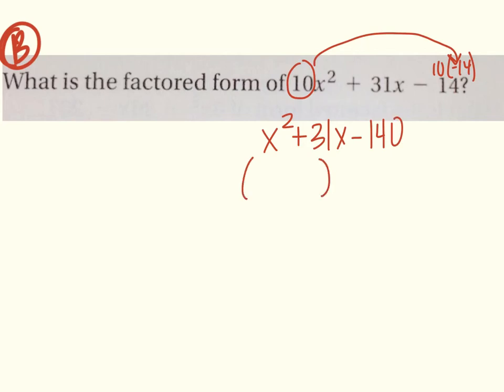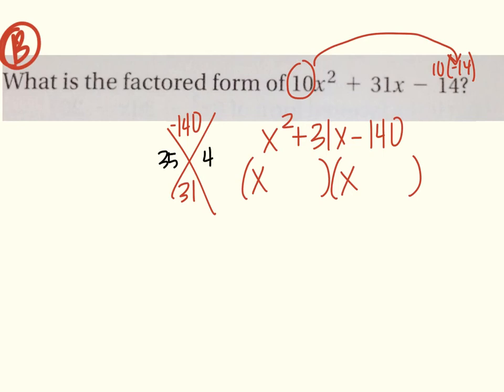Factor. We're trying to figure out what's going to multiply to give us negative 140, but combine and give us 31. This one's kind of hard. It just took me a minute to figure them out too. So if you want to have another few seconds to figure it out on your own, just pause it. But the factors are 35 and 4.